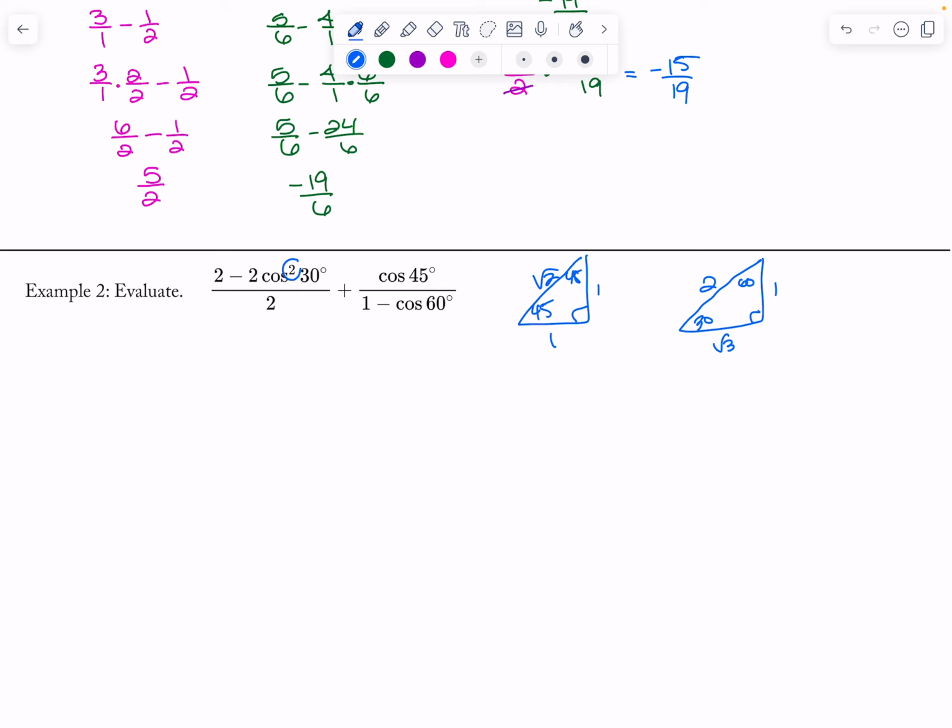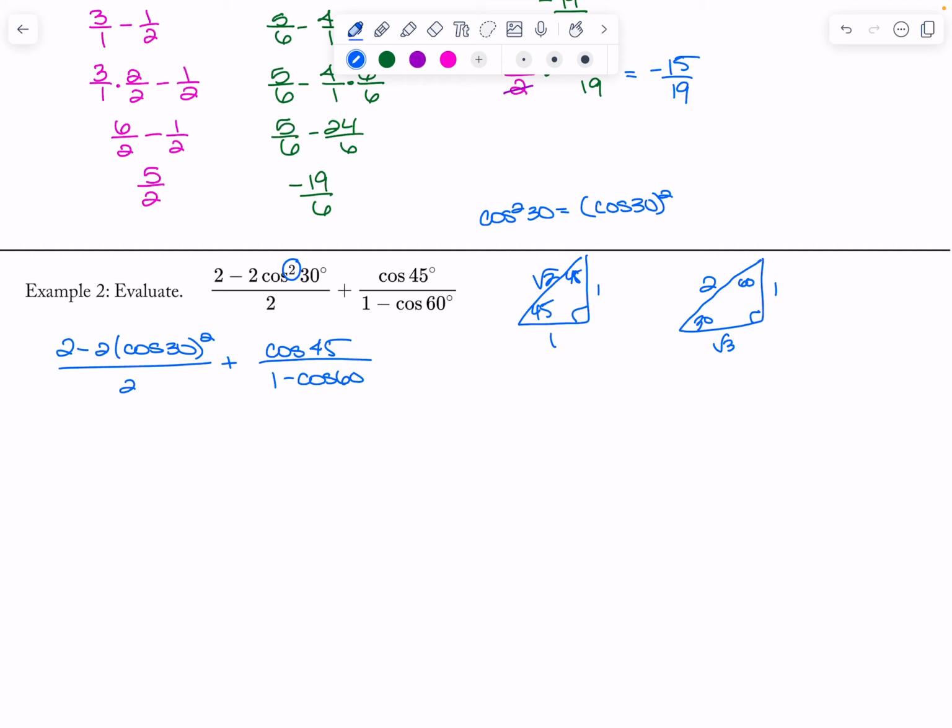I'm actually going to rewrite this because it's cosine squared here. When I have the cosine squared of 30, that's really the cosine of 30 squared. It's just written strangely. Trig functions are written strangely when they have a quantity squared or cubed. They put that right in the middle, so it's a little strange. So I'm going to rewrite this first: 2 minus 2, so we don't get confused, squared, over 2 plus the cosine of 45. Oops, I cannot write today. All over 1 minus the cosine of 60.